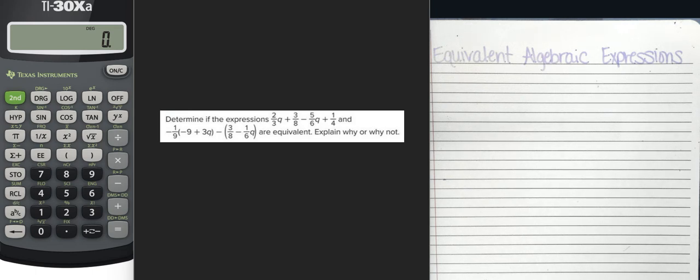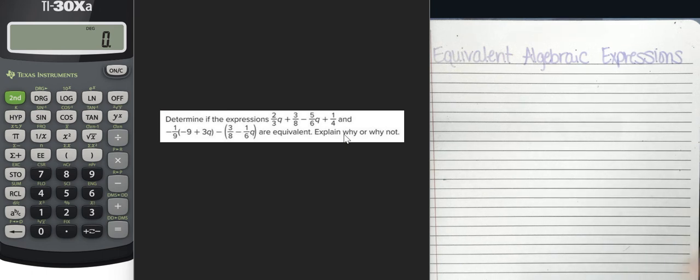All right, so again, we're going to evaluate two expressions to see if they're equivalent to one another. They give us the first expression, 2/3 q plus 3/8 minus 5/6 q plus 1/4. And we're going to see if that is equivalent to -1/9 times (-9 plus 3q) minus 3/8 minus 1/6 q. We just want to check and see if these two expressions are equivalent to one another, and we will explain why or why not at the end.